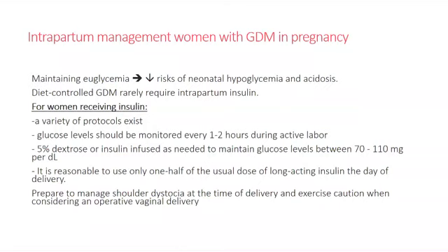It's reasonable to use only half the usual dose of long-acting insulin on the day of the delivery, just like we do for surgery, right? We tell people to take half their dose before. We don't want them to not take anything, but it's reasonable to do half the dose. Prepare to manage shoulder dystocia at the time of delivery, and exercise caution when considering an operative vaginal delivery. If you have a big baby, you may want to think of cesarean delivery and really not go through vacuum or forceps and then end up with a shoulder dystocia, so you have double, triple trauma.